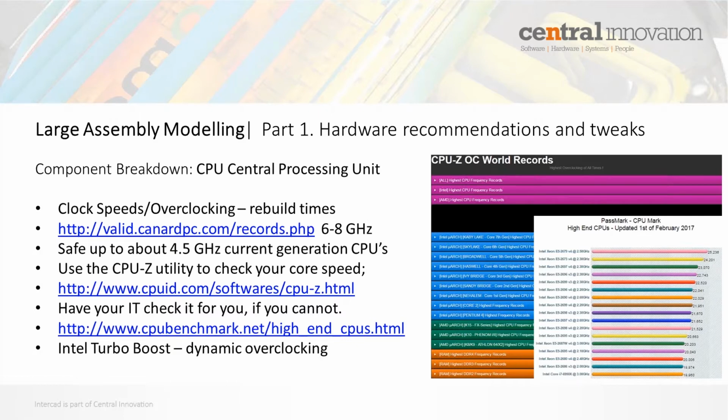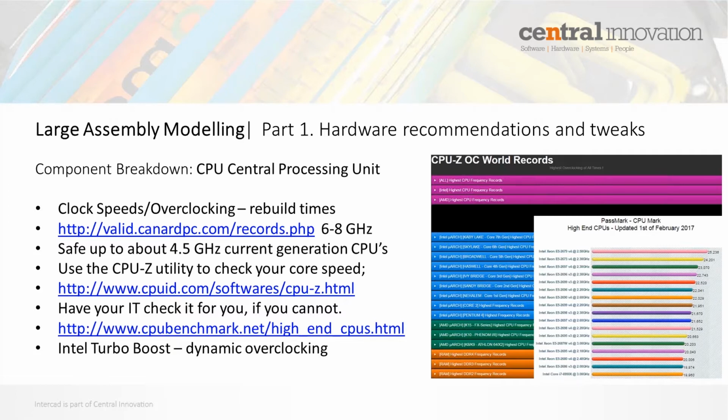So looking on the right hand side there at that CPU world records, the latest chips are the Skylake and the Kaby Lake processors. Some of the earlier versions of the Core i7, so the Nehalem and Sandy Bridge, may not overclock to those speeds, but anywhere from about 3.5 up to about 4.5 gigahertz in the current range. You can use the CPU-Z utility to check your core speeds.